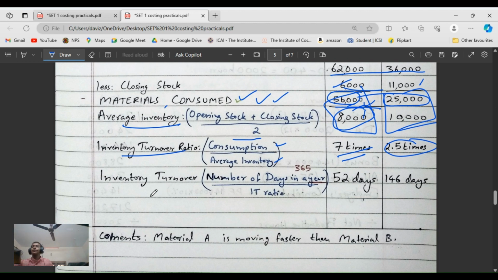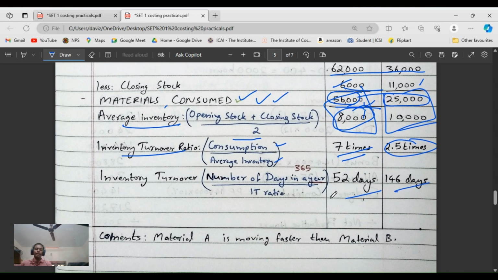Now we have to find inventory turnover period. It is number of days in a year by inventory turnover ratio. Number of days in a year is taken as 365. So 365 divided by 7, which is 52 days, and 365 divided by 2.5, which is 146 days.